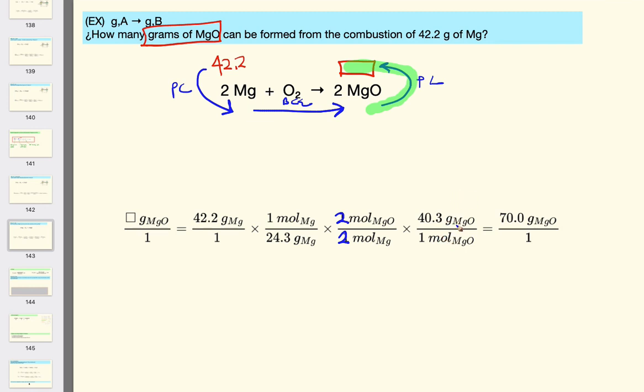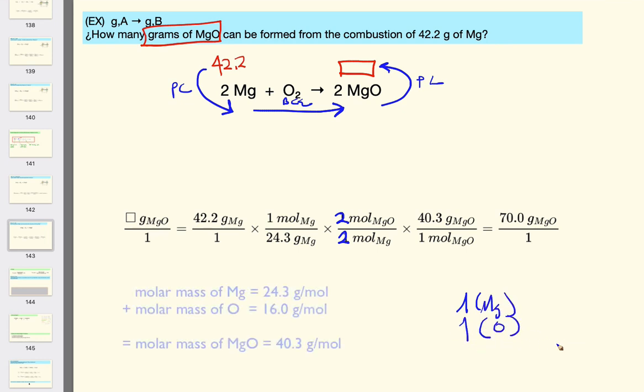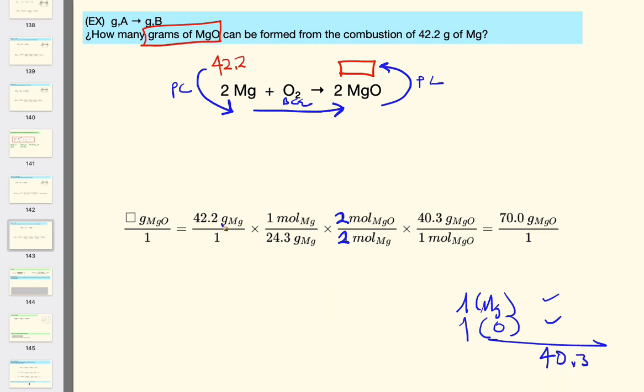The molar mass of magnesium oxide is 40.3. That is the weight of 1 magnesium plus the weight of 1 oxygen. If you pull those out on the periodic chart and sum them up, you will get 40.3. Multiplying that out, 42.2 divided by 24.3 times 2 divided by 2 times 40.3 will give you 70.0 grams of magnesium oxide.